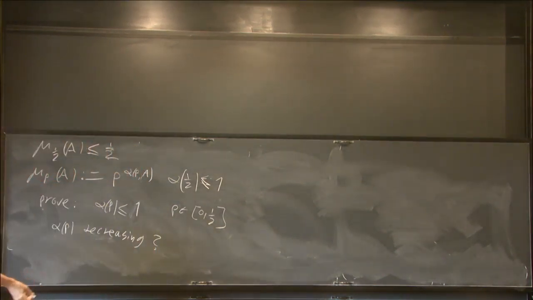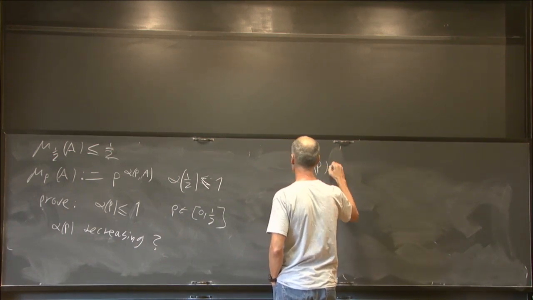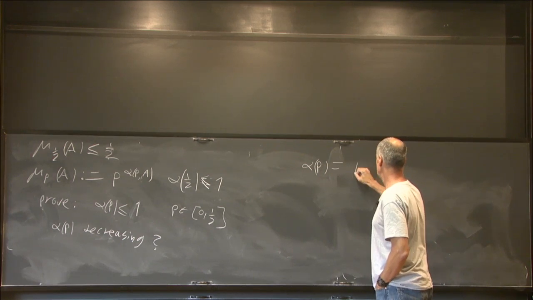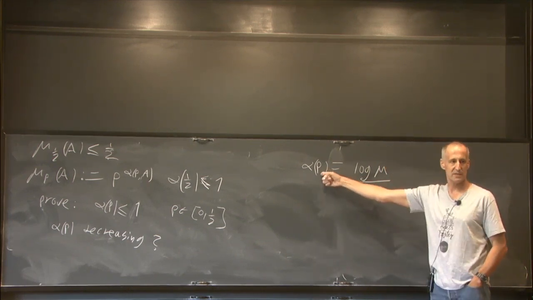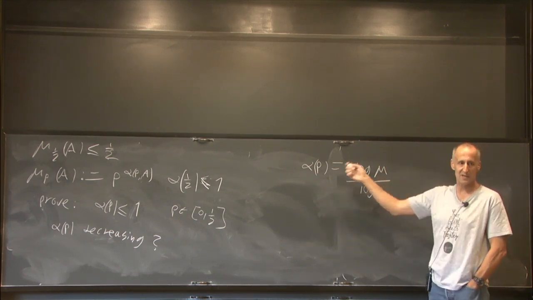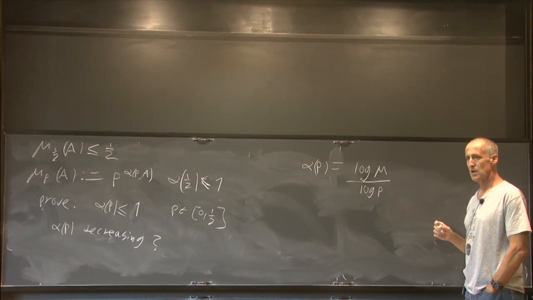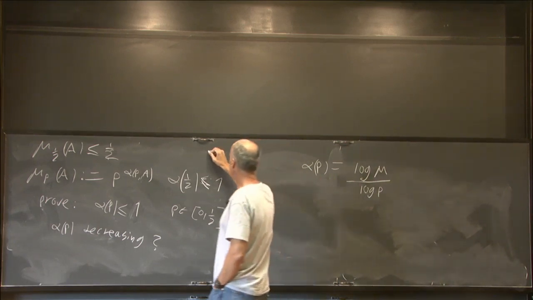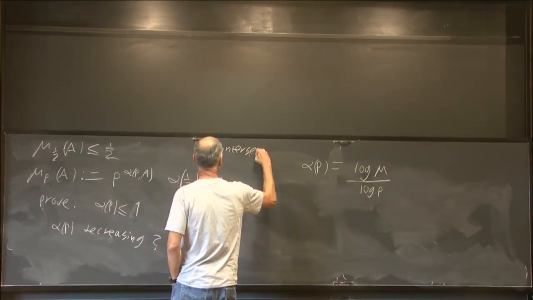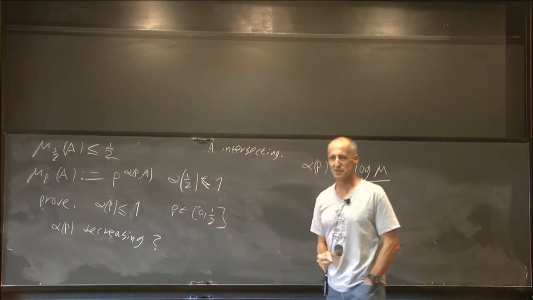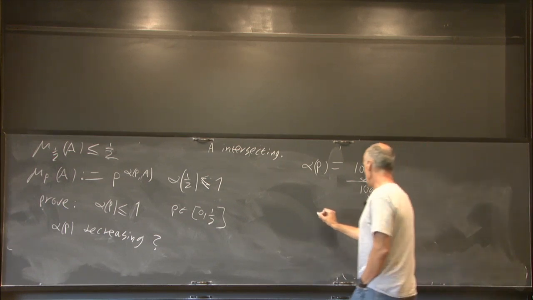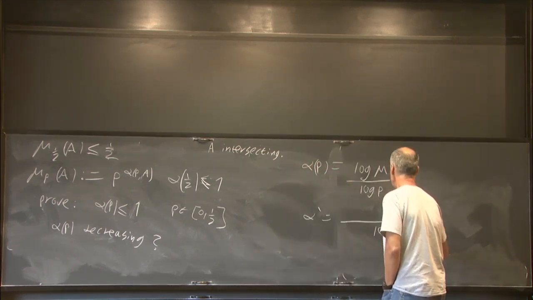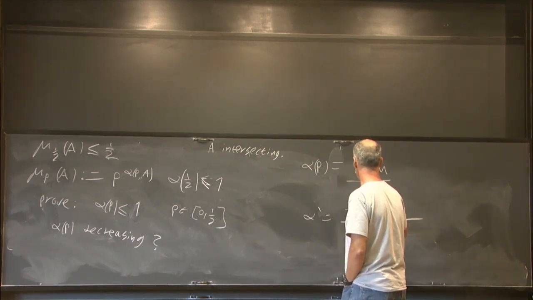Okay, so let's write what alpha of P is. Alpha of P is log of mu divided by log of P. So alpha of P depends implicitly on A. Mu depends on it too; we're fixing A and looking at everything as a function of P. For the entire proof, A is fixed. And so A is intersecting. But OK, I don't want to ruin the surprise. It turns out that the fact that it's intersecting is way too strong. There's a much weaker hypothesis which implies the outcome. So alpha prime, we have log squared P, mu prime over log mu.